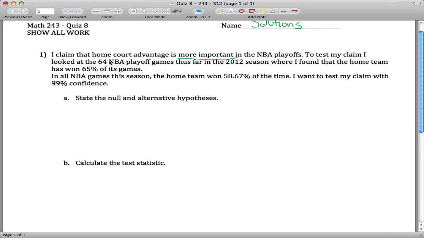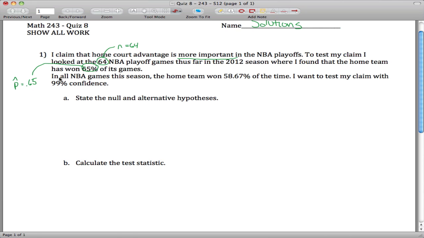To test my claim, I looked at 64 NBA games. That tells us n is 64, where I found that the home team has won 65% of its games. That's of the sample. So that tells us that p hat is 0.65.